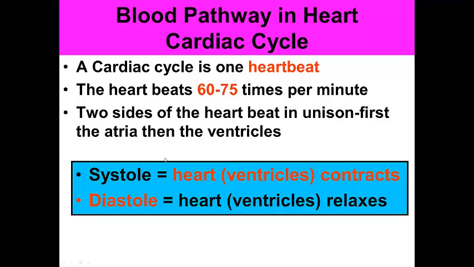When you go to the doctor, they will measure your blood pressure, and they will take two measurements. They will take a systolic and a diastolic measurement. In order to take those measurements, you have to understand them. You have to know what the root words are. So systole is the root of systolic, which means the heart or the ventricles contract. Diastole means that the heart ventricles relax.